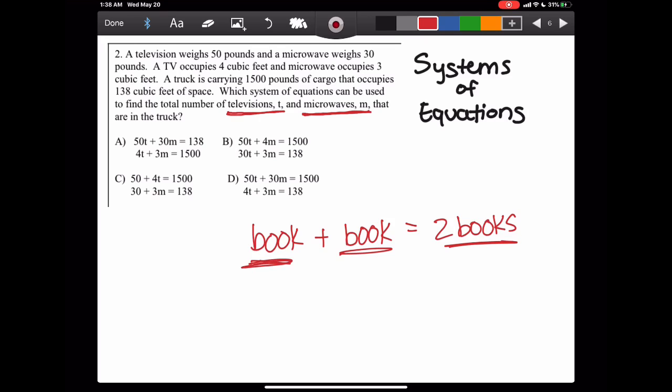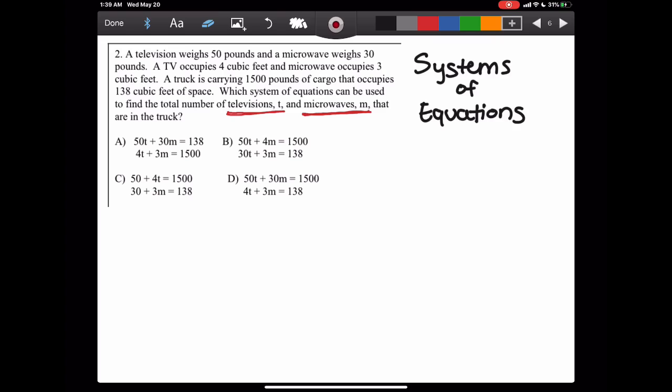You must keep the alike things together. So let's look back at our problem here. If we have two different equations, we're going to have two main things that we're going to be looking for in these equations. Let's read this first sentence again. A television weighs 50 pounds and a microwave weighs 30 pounds. It looks like we're going to be talking about pounds here, weight. So remember, pound plus pound must equal pound.